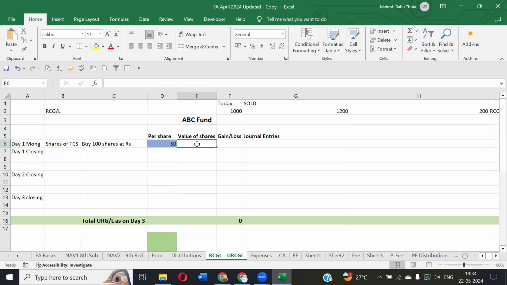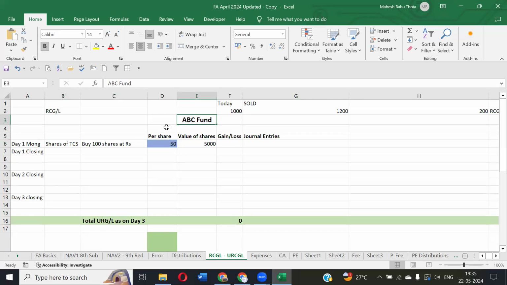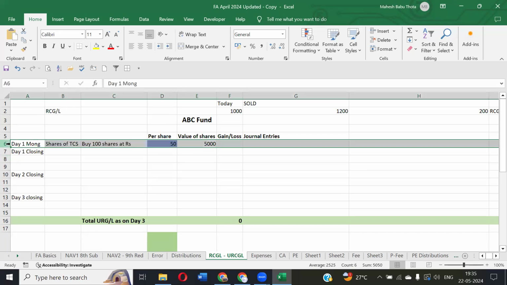So what is the value of shares? 100 into 50, so 5,000 is the value of shares. While purchasing the shares, ABC fund has purchased 100 shares, and each share price is 50 rupees. Total value of shares is 5,000 rupees. We have to account for this transaction, right? While you are purchasing TCS shares, we have to write an entry.